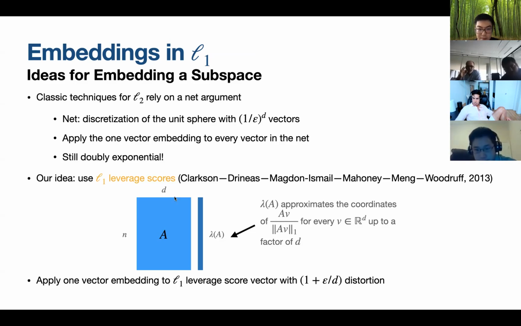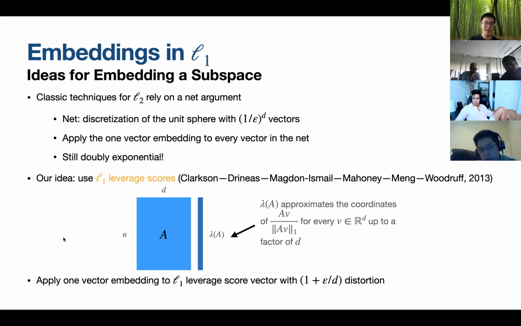So lambda of a is no bigger than d times the corresponding coordinate of AV. No, any coordinate of AV is no more than d times larger than the coordinate of lambda. And lambda is a unit L1 vector. Yes, it makes sense. Okay, so is that clear to everyone? Now it's much better. Thank you.